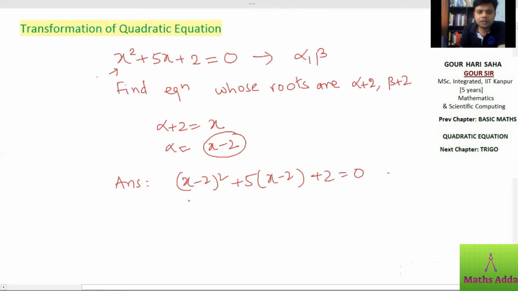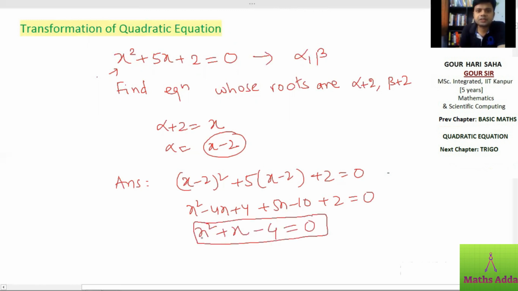So if you simplify it, it is x square minus 4x plus 4 plus 5x minus 10 plus 2 equal to 0. So it is x square plus x minus 4 equal to 0. This is your answer. Let us take one more example.